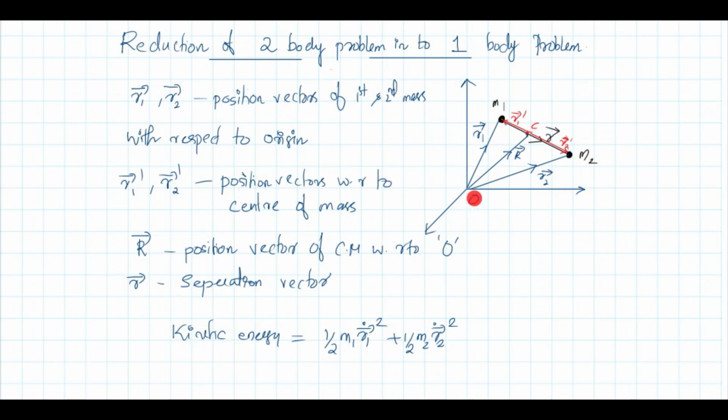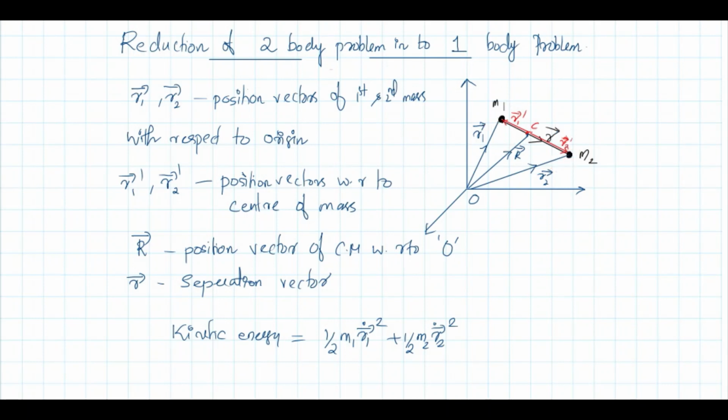With respect to this origin O, the position vectors of the masses m1 and m2 are r1 and r2 respectively. Let C be the center of mass of this system, and the position vector of the center of mass is given by capital R. And we can define the positions of these masses with respect to the center of mass, and the position vectors with respect to the center of mass are given by r1 prime and r2 prime respectively. Also, this small vector r is the separation vector between the two masses.